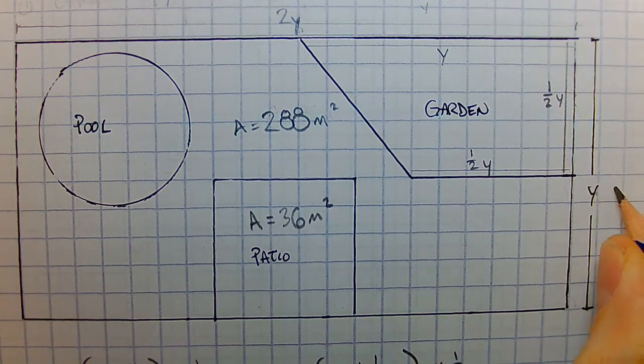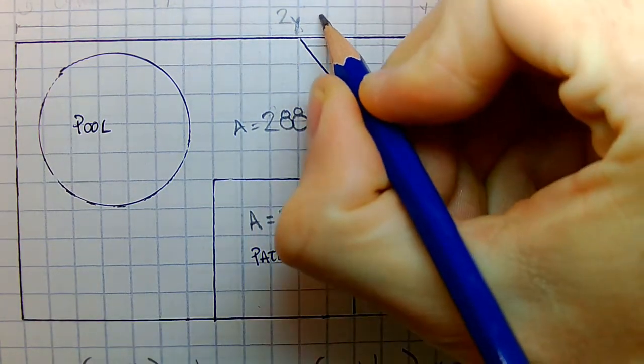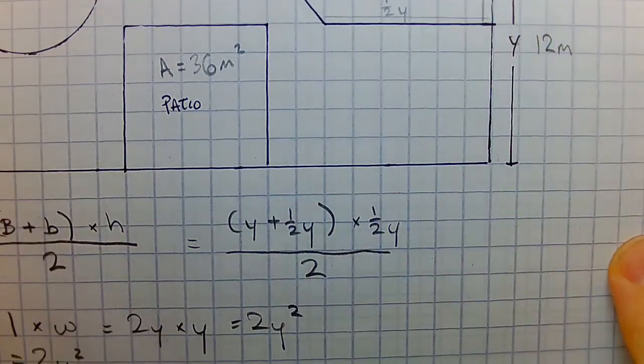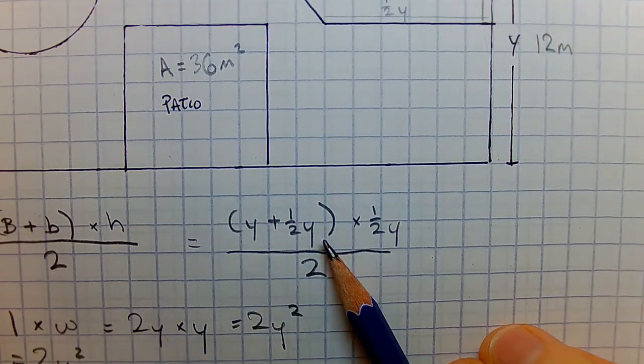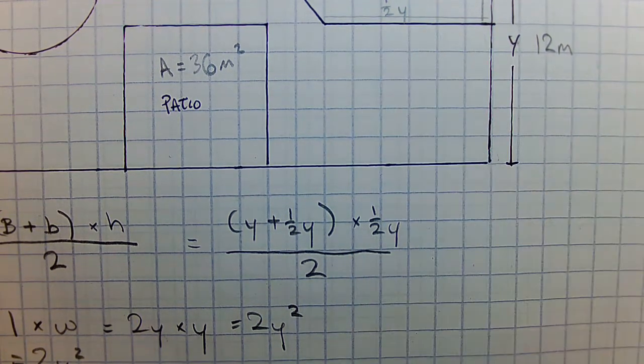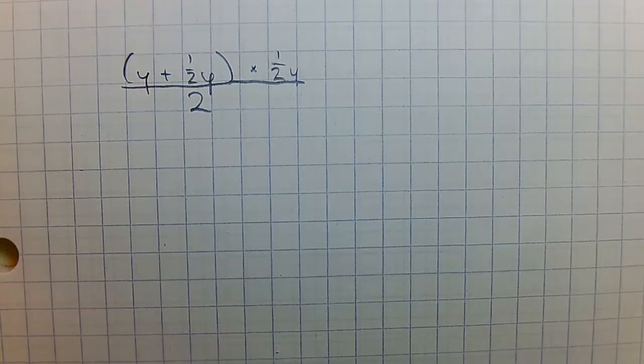Now that I know the value of y, I can say this is 12 meters, and this side is 24 meters. But I can also make my life a little easier by using our value of 12 in this equation here, which was what we calculated for the area of the garden. So let's do that on our next page. Our formula for the area of the trapezoid in terms of y is this algebraic expression. Now that we know the value of y, we can substitute that in.